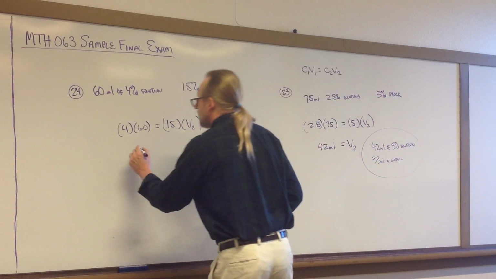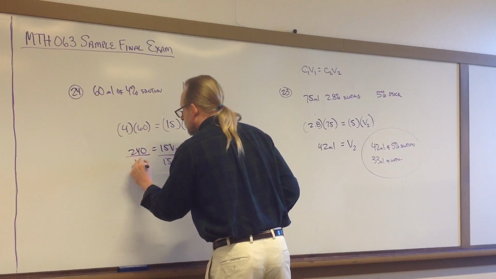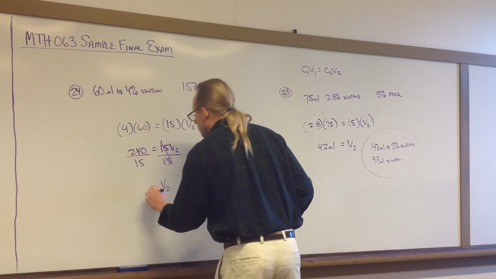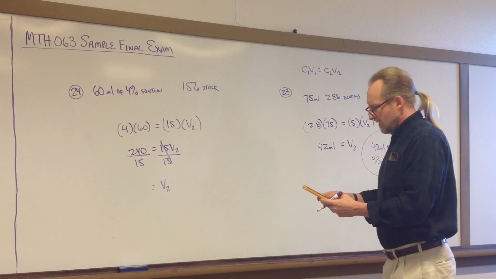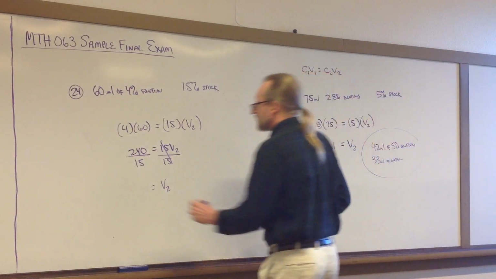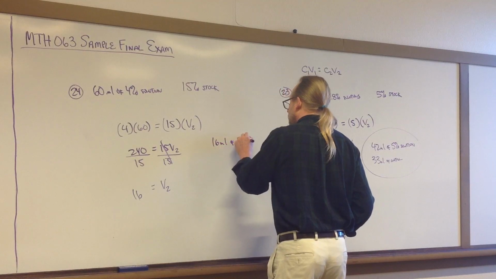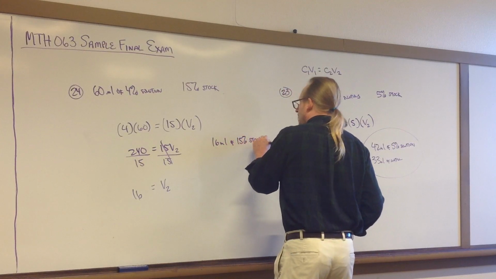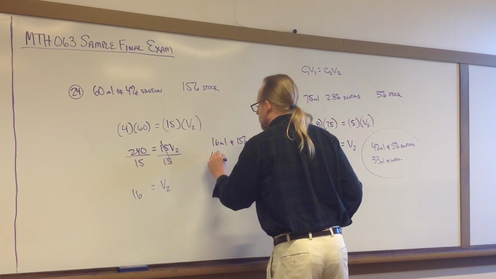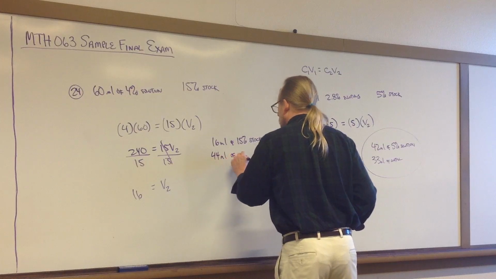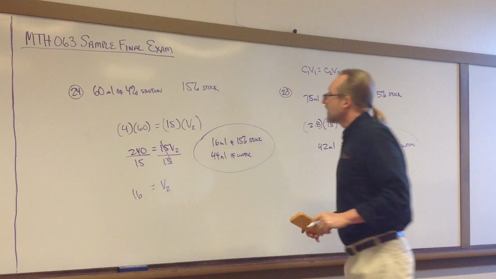And what's happening here is, this is 240 equals 15 V2. So to get the V2 by itself, we divide by 15. Let's see here. Right. So 240 divided by 15, V2 is going to be 16. Okay, so we need 16 milliliters of that 15% stock solution. And then we need to top it off to make 60 milliliters. So that would be, what, 44 milliliters of water, right? That would make 60. There we go.